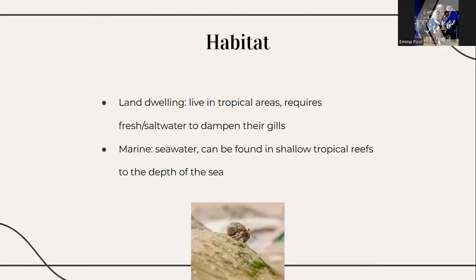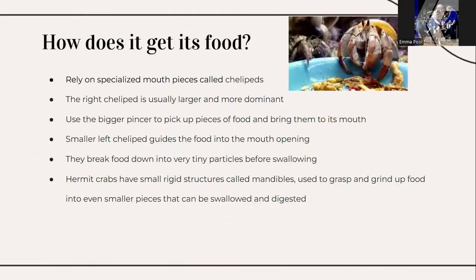Then the habitat of a hermit crab. So there are two types of hermit crabs. There's land dwelling and there's marine. And so because of this, they have two different habitats. So for land dwelling, they live in tropical areas and they require fresh water or salt water to dampen their gills. And then for marine hermit crabs, they live in seawater and they can be found in shallow tropical reefs at the depth of the sea.